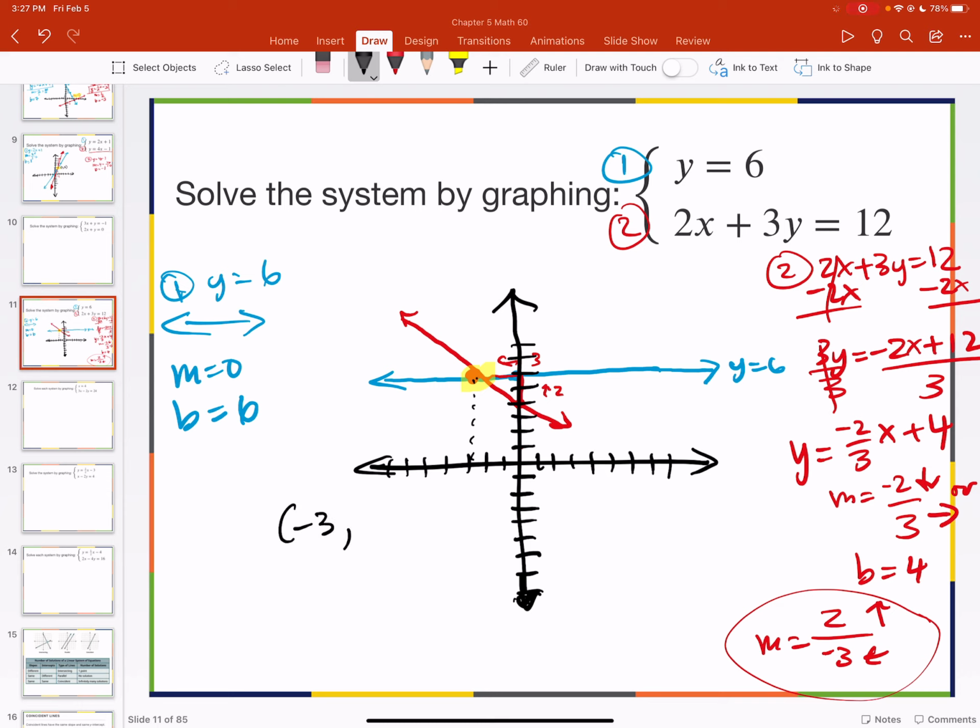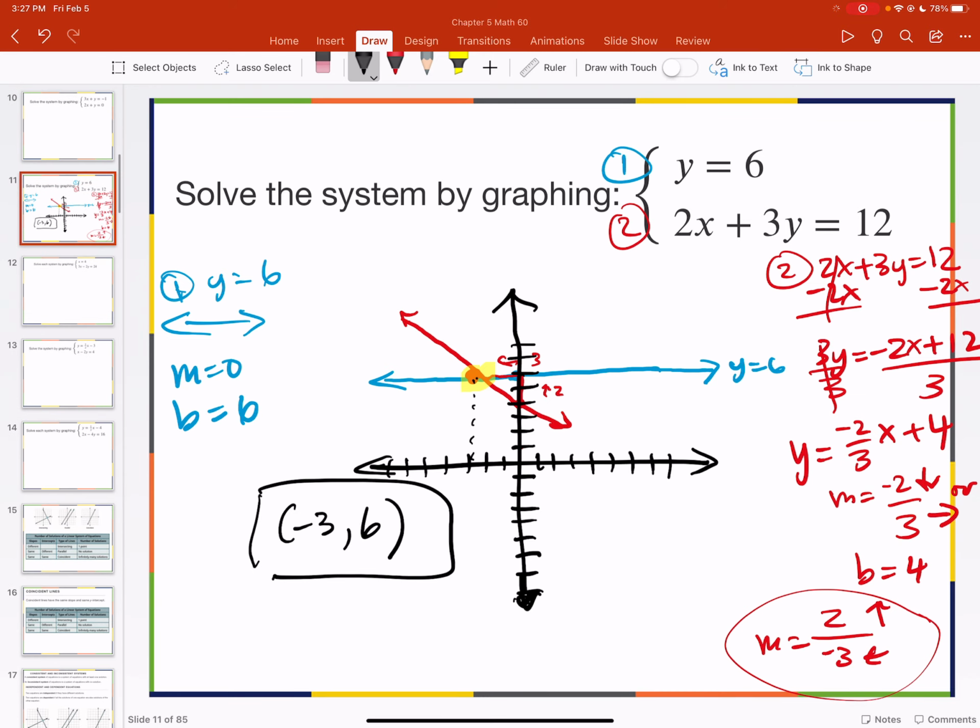And what's the y value? The y value is 6. So, of course, y is 6. And then if you plug this into here, you would get 12. So that's your solution.